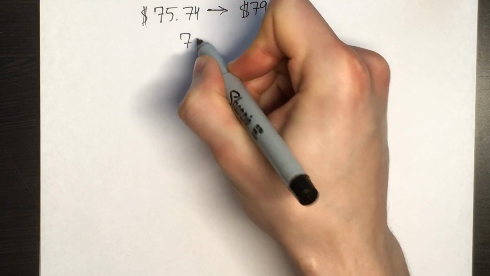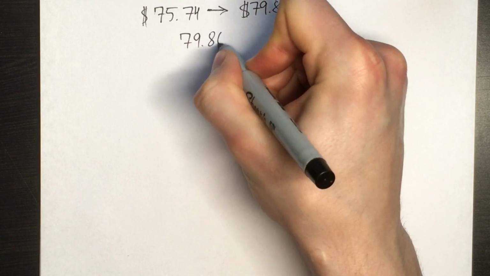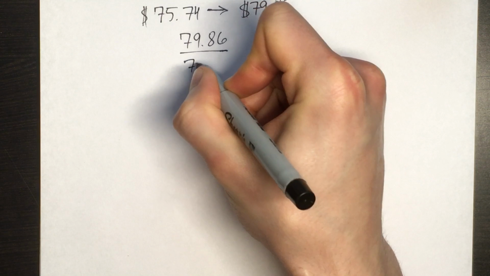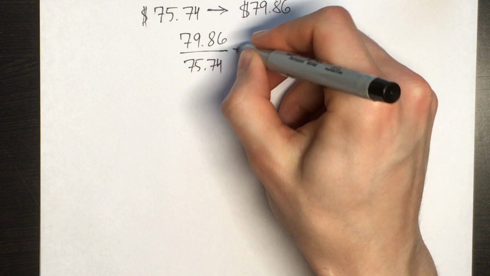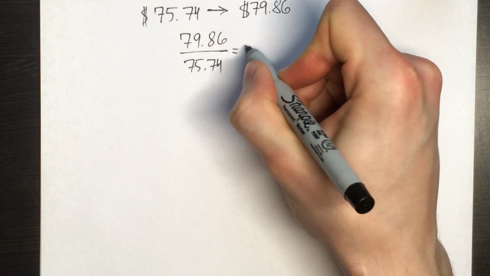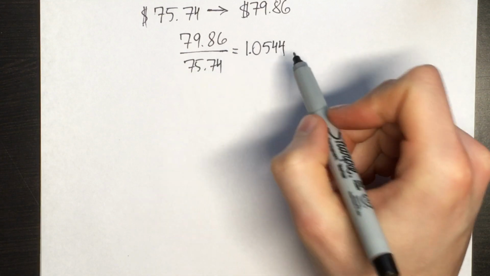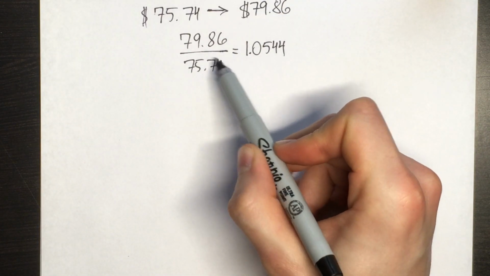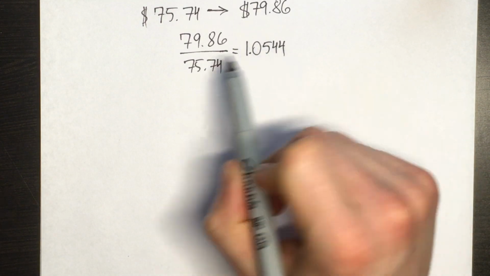Well, we just put the later one over the initial one. So later over initial, so 79.86 divided by 75.74. If it was getting smaller, you would still put the later over the initial. And that equals, let's see, 79.86 divided by 75.74. That's 1.0544. So what does that mean? That means that our latter one is like 1.0544 times the first one.